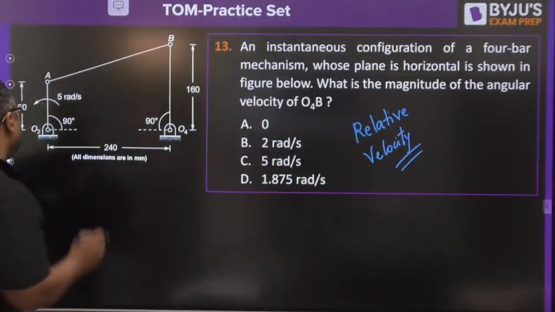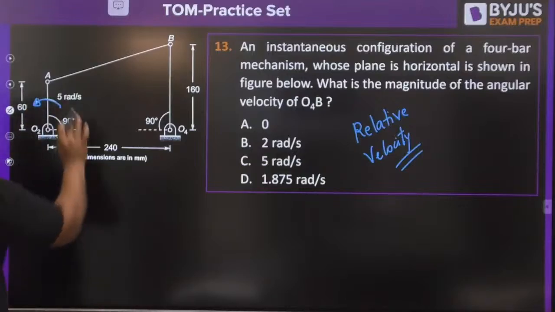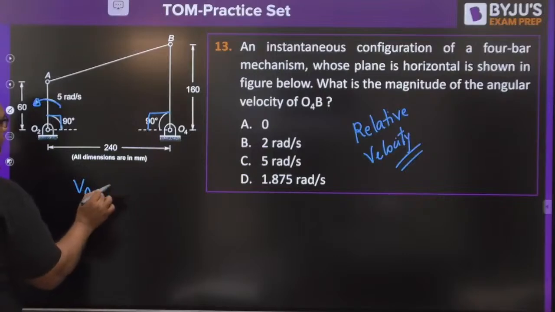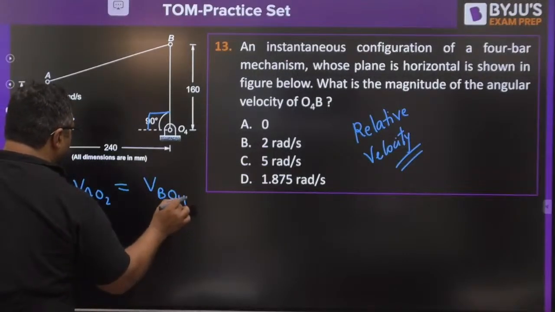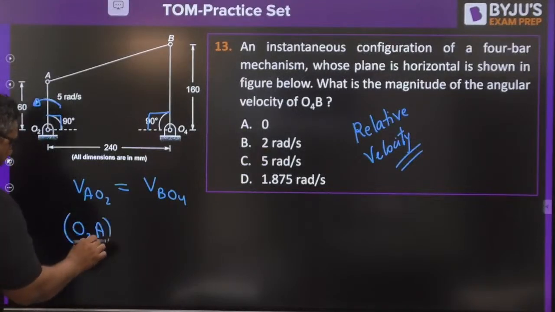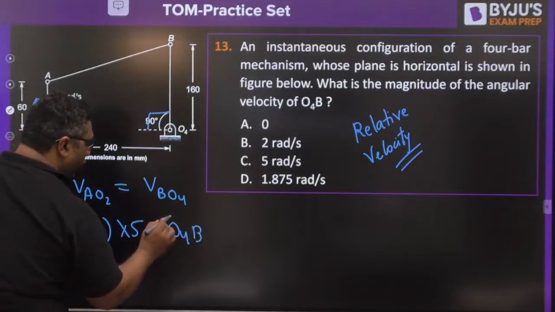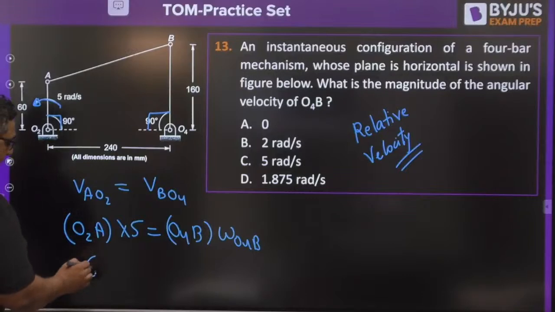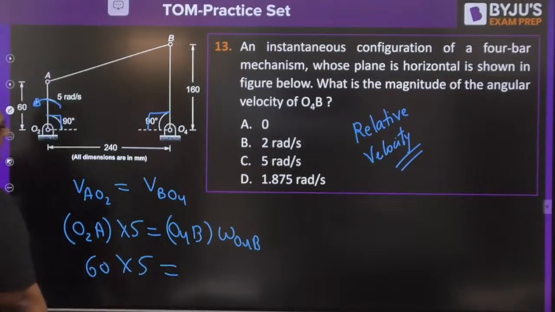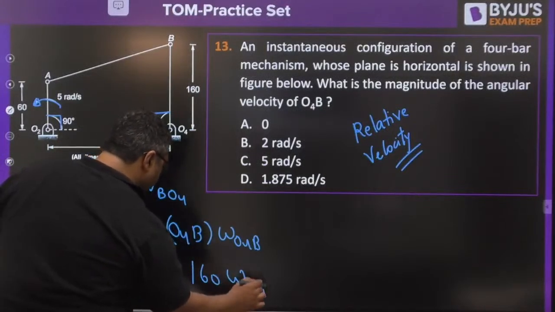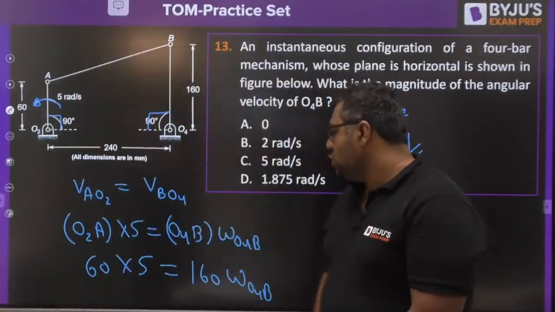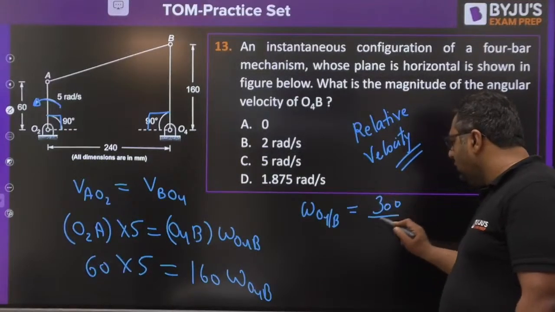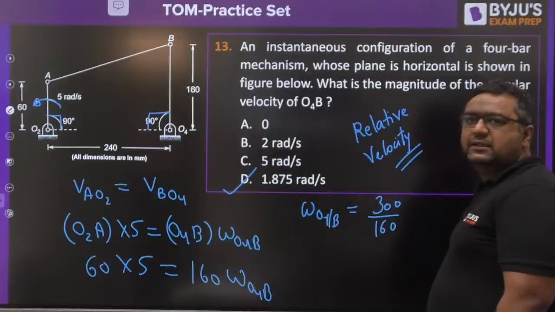So my dear, you can see this 5 radian per second is given to us. You know, in this case, what happened actually? When we have input and output link parallel to each other, then velocity of A with respect to O2 equals velocity of B with respect to O4. So you can write O2A into 5 equals O4B into omega of O4B. O2A is given as 60 into 5. O4B is given as 160 and you need to find it. Okay guys? So when you need to find out omega O4B, it is 300 by 160. The answer is 1.875 radians per second.